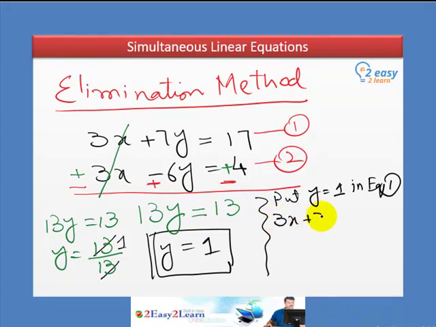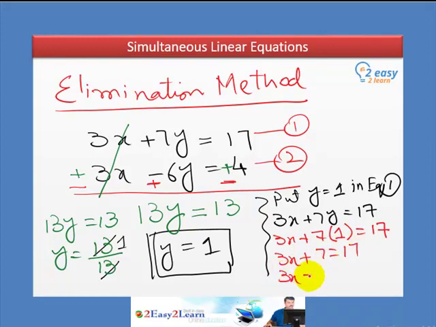3x plus 7y is equal to 17. And now in the place of y, I will plug in 1 and it is equal to 17. So 3x plus 7 is equal to 17. So 3x, 17, 7 will shift to the right hand side as negative 7, and 3x is equal to 10.